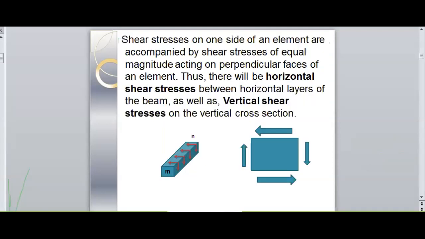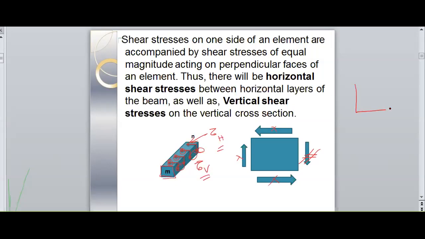So we have studied that this is the shear stress while we are applying the external force which is moving in the downward direction. We have studied that if shear stress is developed on one side, automatically a complementary shear stress will be developed on the component. Therefore, this side also the shear stress will be developed. This shear stress will be called horizontal shear stress, and this shear stress will be called vertical shear stress.